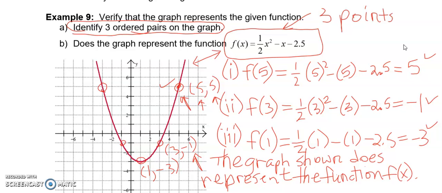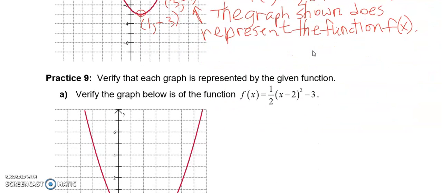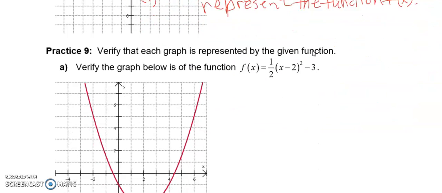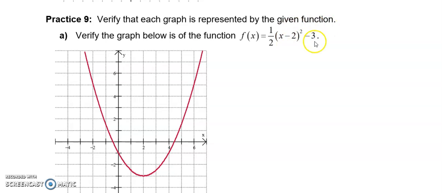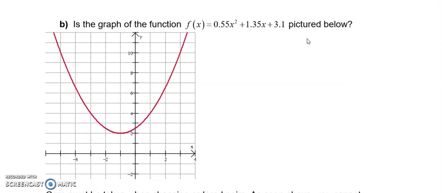Now again, that was on page 12. I'd like for you now to try the practice questions on the bottom of page 12, right here. Again, this is another quadratic, so you're going to need to test 3 points. On top of page 13, it's another quadratic. So again, you have to test 3 points. Now be very careful about the points you pick. They have to be right on grid marks. You want to get them exactly.